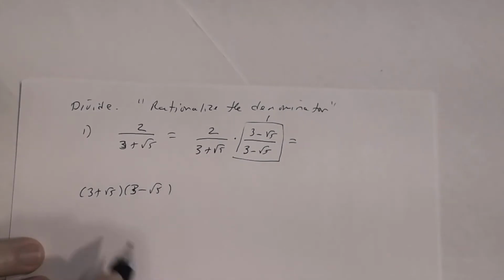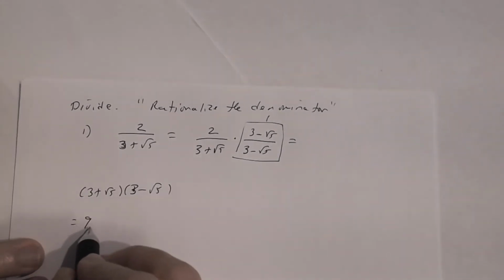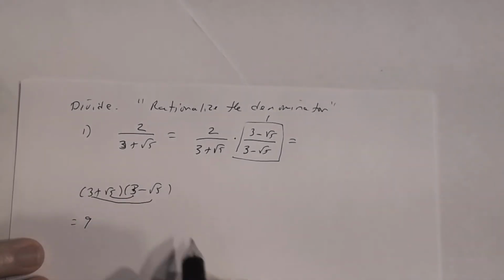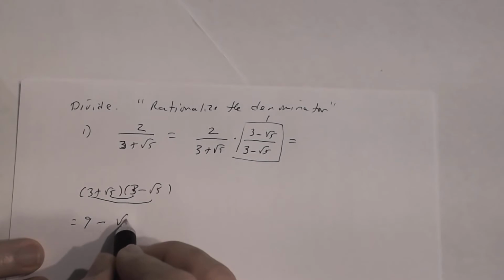Okay, so we're going to multiply that out. We have two binomials that we're multiplying together. So the first times the first, 3 times 3 is 9, right? The outer and the inner add up to be 0. Those are conjugates. A positive times a negative is a negative, and then I have the square root of 5 times the square root of 5.